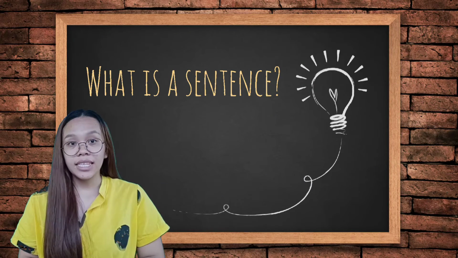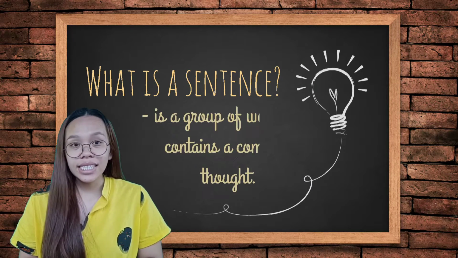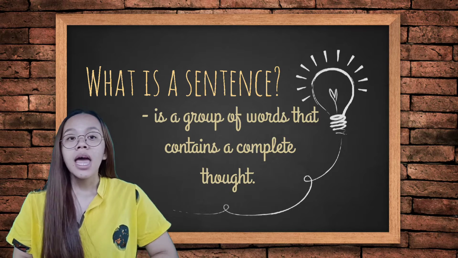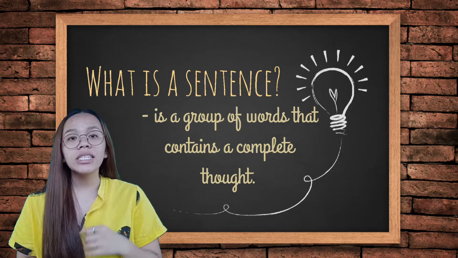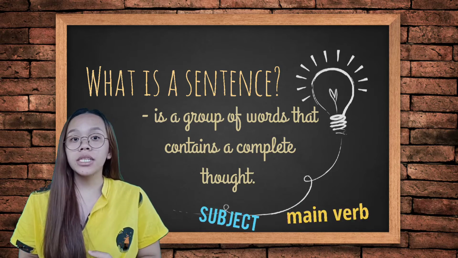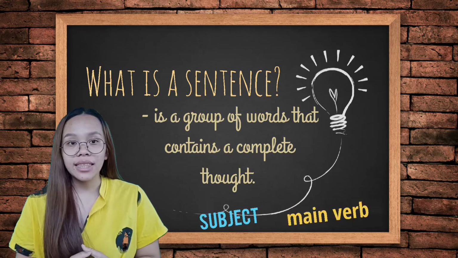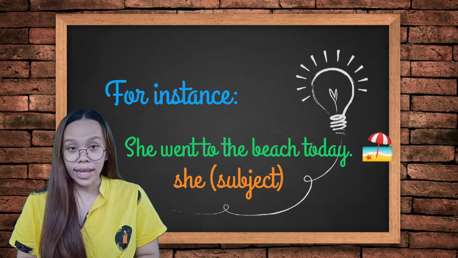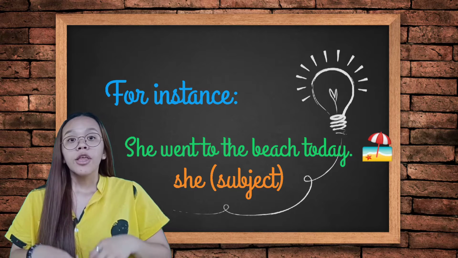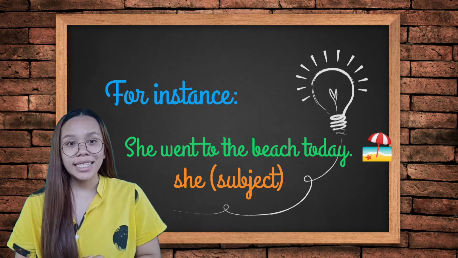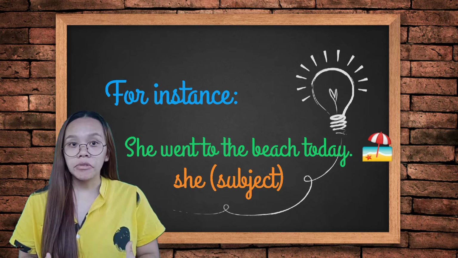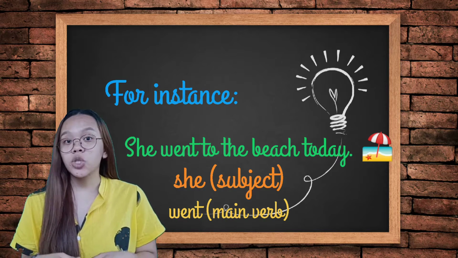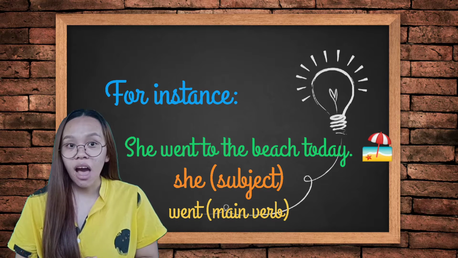So what is a sentence? A sentence is a group of words that contains a complete thought. A complete sentence has at least a subject and a main verb to state or declare a complete thought. For instance, in the example, "She went to the beach today." This is a complete sentence because it contains a subject, which is "she," and the main verb, in this case, "went," and it states a complete thought.